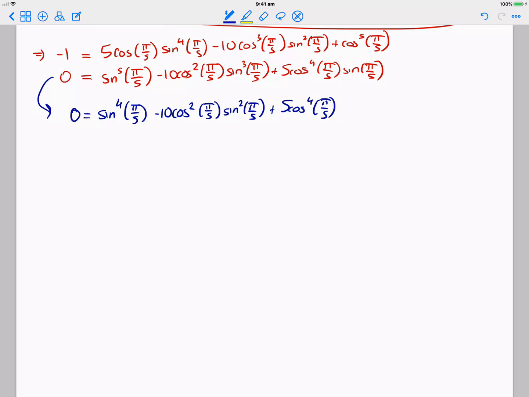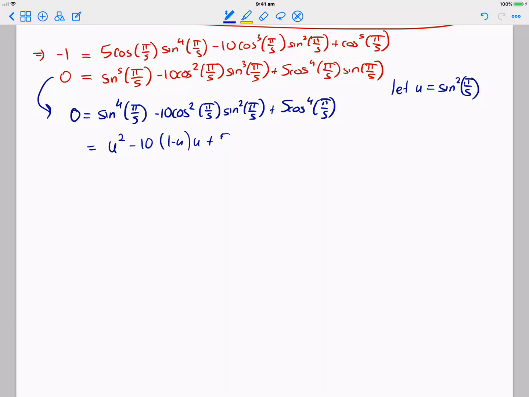Now keep in mind that I'm trying to solve for sine pi on 5 here, so that cos is in the way. I can get rid of that cos using my trig identities, because we know cos squared is 1 minus sine squared. To make this a little bit less messy, let's make a little substitution. I'm going to let u be sine squared pi on 5. So sine to the power of 4 would essentially be u squared. Now cos squared would be 1 minus sine squared, or 1 minus u. Sine squared is just u.